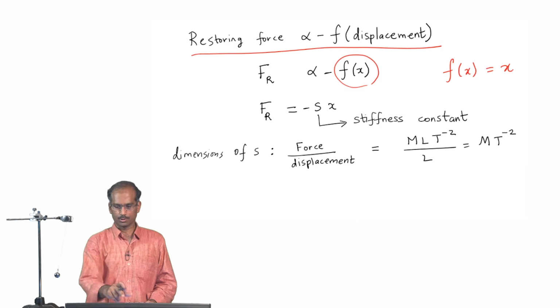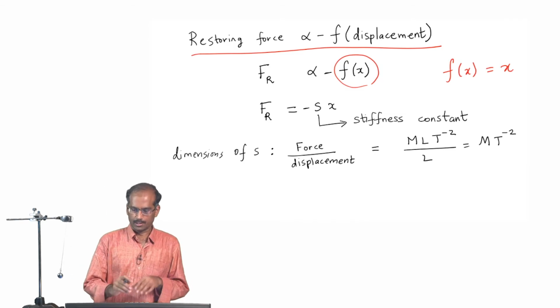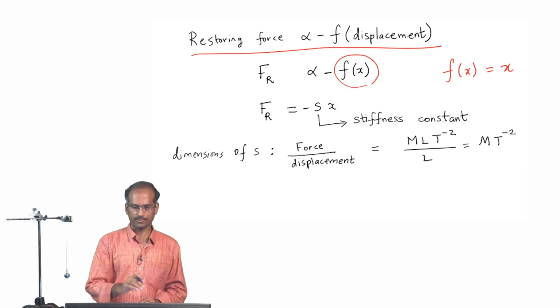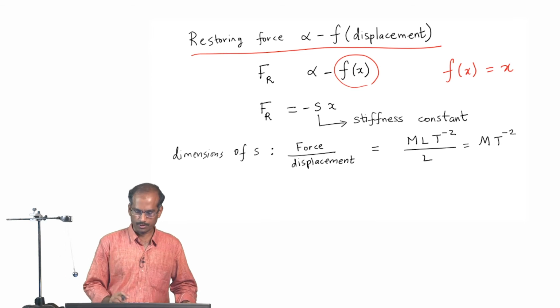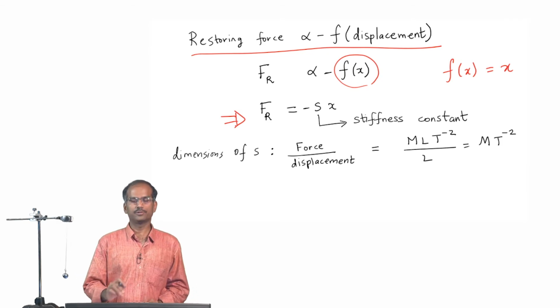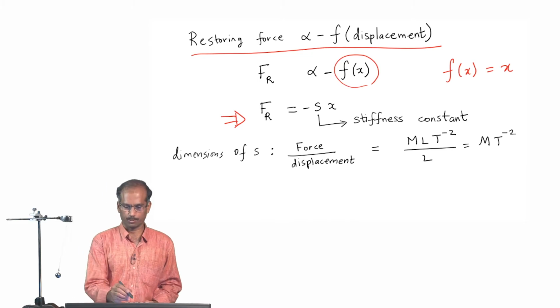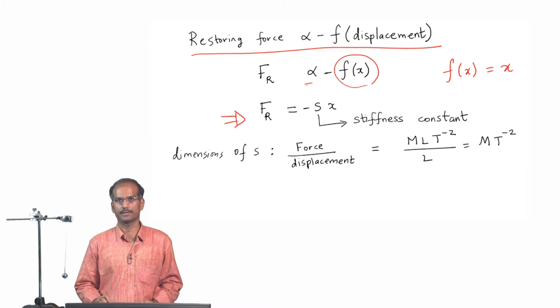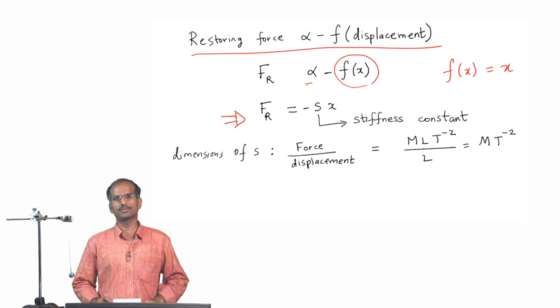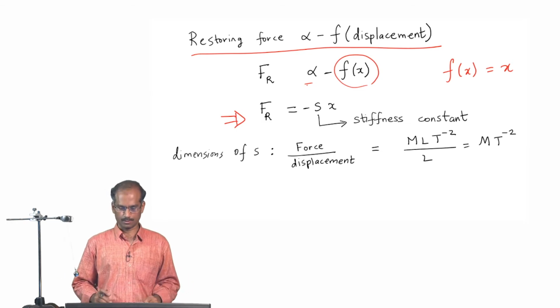So, you can plug that in here, and then we can write an expression for this restoring force. So, the restoring force is now equal to minus S times x. This S is a constant that I have now introduced to get rid of this proportionality sign here, and S is what is called the stiffness constant.